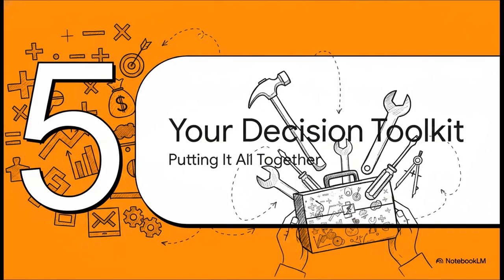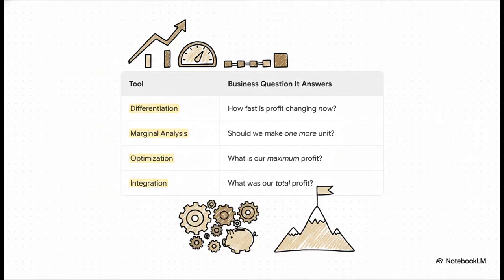And with that, we've arrived at our final section. It's time to put it all together. We've looked at all the individual tools in the box. Now, let's assemble the complete toolkit that you're going to walk away with. This slide right here, this is your cheat sheet. This is the synthesis of our entire conversation.